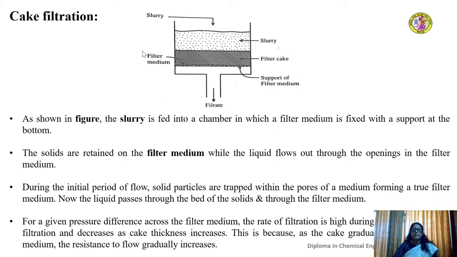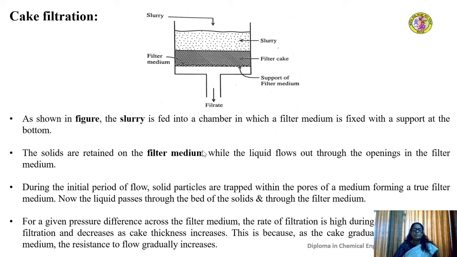As shown in the figure, the slurry will be fed to a chamber in which a filter medium is fixed with a support at the bottom. So over this support, there is a filter medium which is porous in nature. Then the solids will be retained on the filter medium. As soon as the slurry enters here, the solids start getting deposited on the surface of the filter medium, and the filtrate, that is the liquid, passes through the pores of the filter medium and comes out from the bottom outlet as filtrate. So the solids are retained on the filter medium while the liquid flows out through the openings.